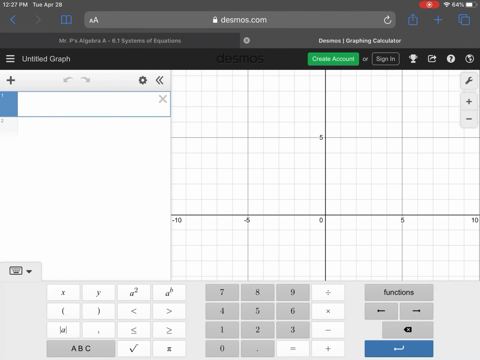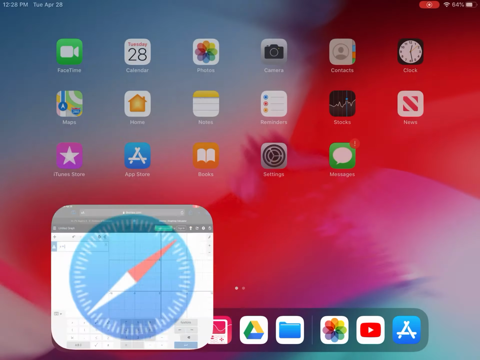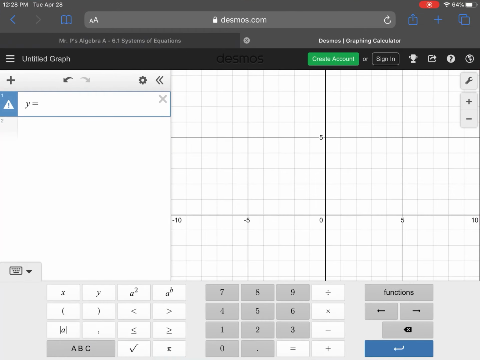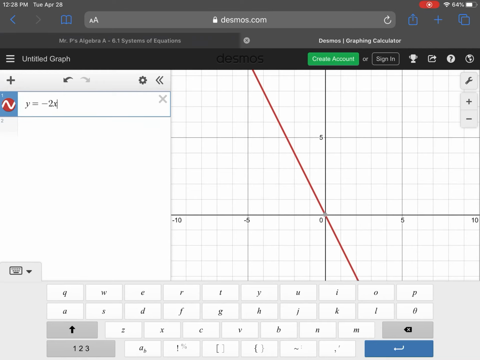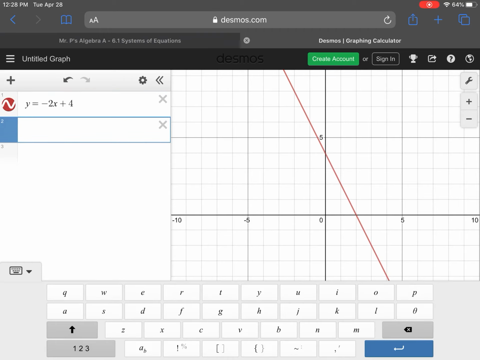Now I'm going to show you using the free online-only version of the graphing calculator. So again, on the website, we're going to use Graph Systems Online. Now again, we're just going to type in our two equations. So y equals -2x plus 4. Go down to line 2.